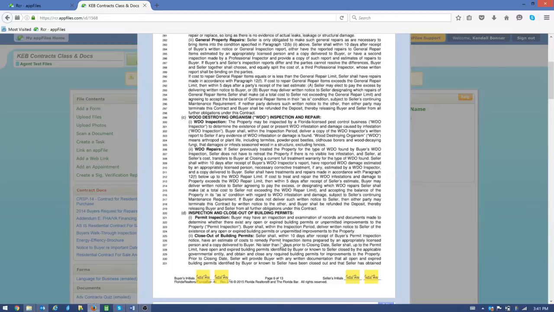So the repairs. If the seller previously treated the property, they don't have to retreat the property if there's no visible live infestation. And seller's costs can transfer to the buyer with the warranty, right? Sellers shall, within 10 days after receipt of their report, have the damage estimated by an appropriately licensed person. Okay, again, sellers now have to use licensees to get stuff done.